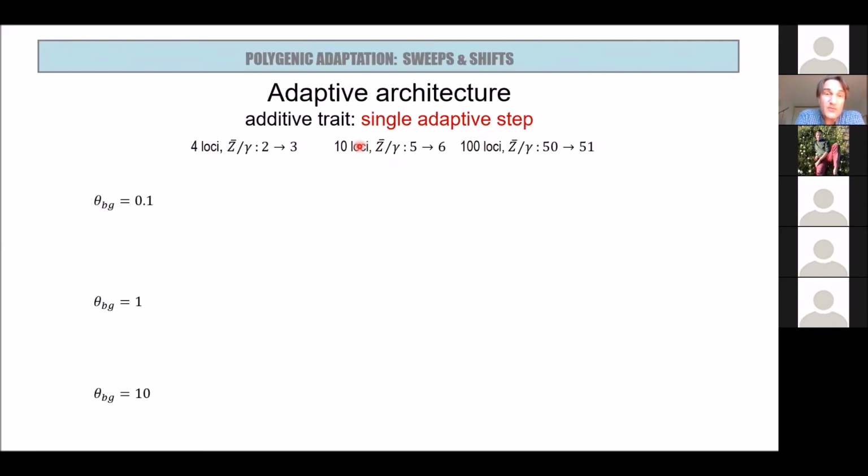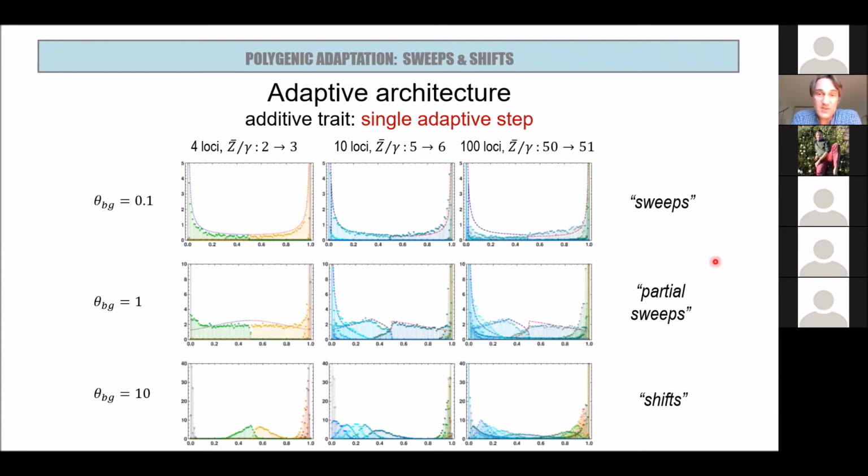Remember, before we had all these pictures for 10 loci. Now we include also a trait with few loci and a trait with many more loci. We'll always assume that adaptation does only a single adaptive step. Here it goes from an initial optimum of 2 to 3, here from 5 to 6, here from 50 to 51. We'll consider this for 3 different values of the background mutation rate: much smaller than 1, 1, and much larger than 1. And so this is what we get and what we see.